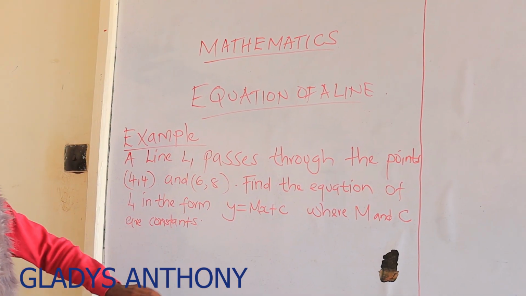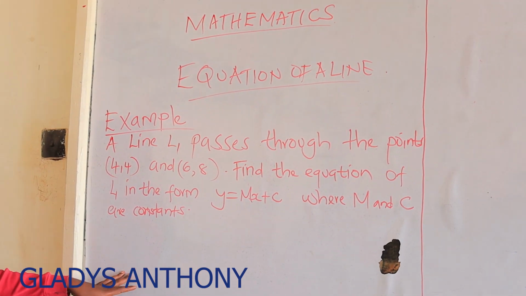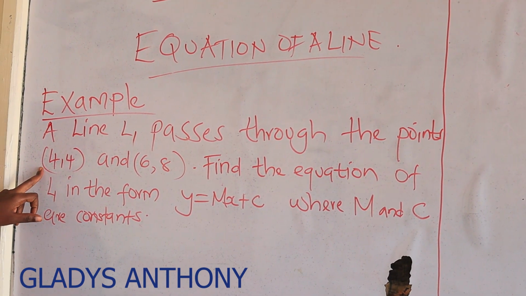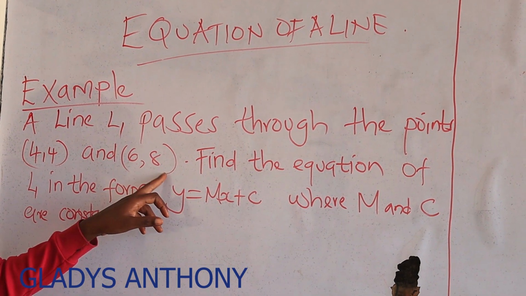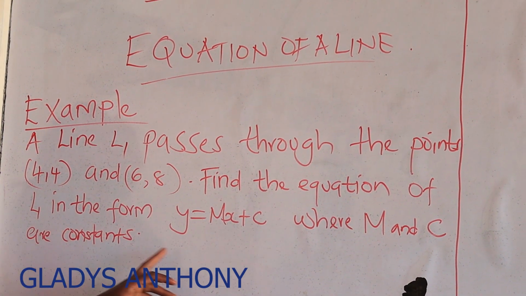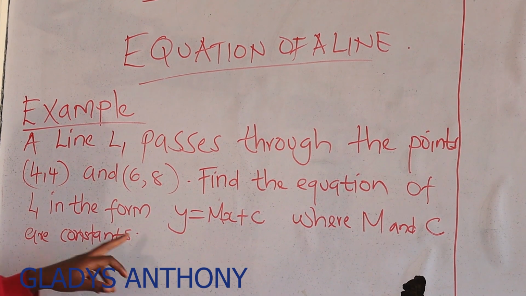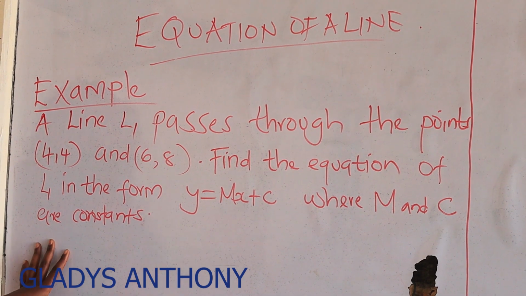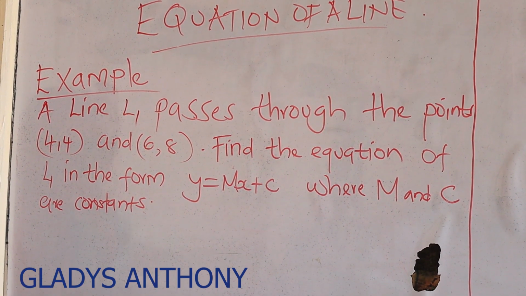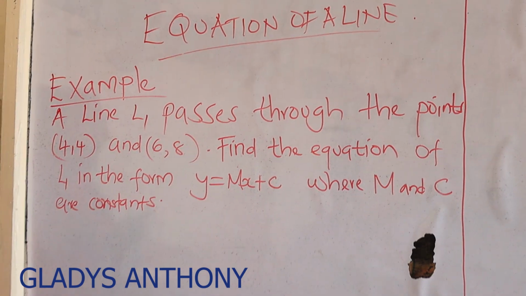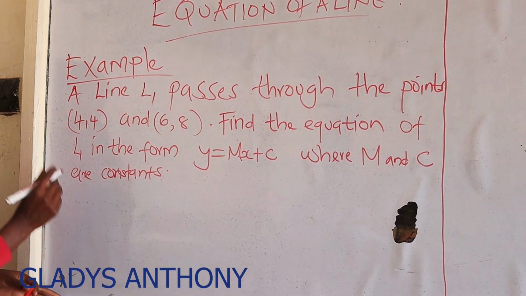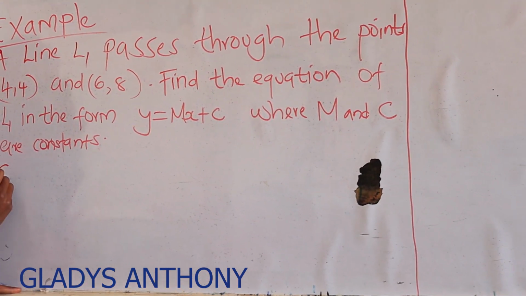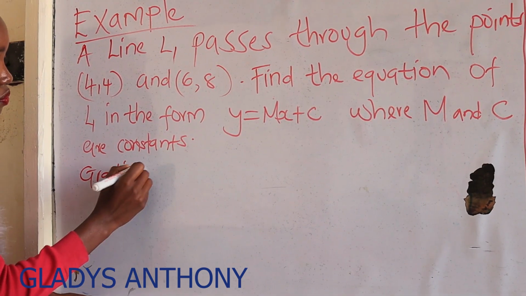Let us have a look at this example. We have been told that a line L1 passes through the points (4, 4) and (6, 8). Then we are told to find the equation of L1 in the form y = mx + c, where m and c are constants. Remember what we said: the first thing for you to find the equation, you have to find the gradient. So we start with the gradient first.